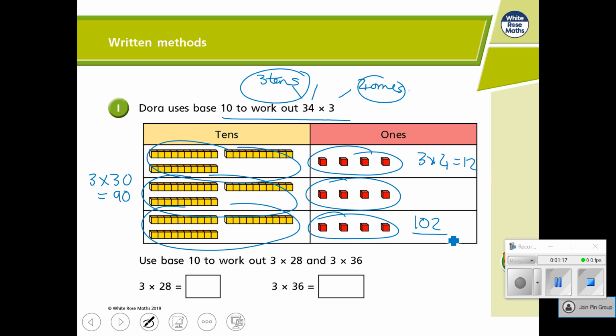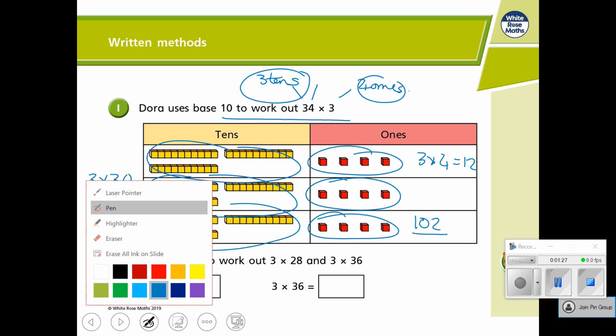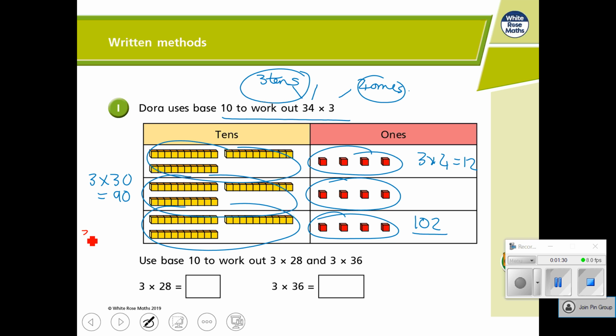Now you are asked to use base 10 to do the same thing. I don't expect you to have base 10 at home, so we're just going to look at a simpler way of doing it. I'll start by doing 3 times 28. So 3 times 28 is the same as saying 3 times 20, because this 2 has a value of 20, and 3 times 8. Okay, so 3 lots of 20 are 60, 3 groups of 8 are 24, add them together, and my answer is 84.